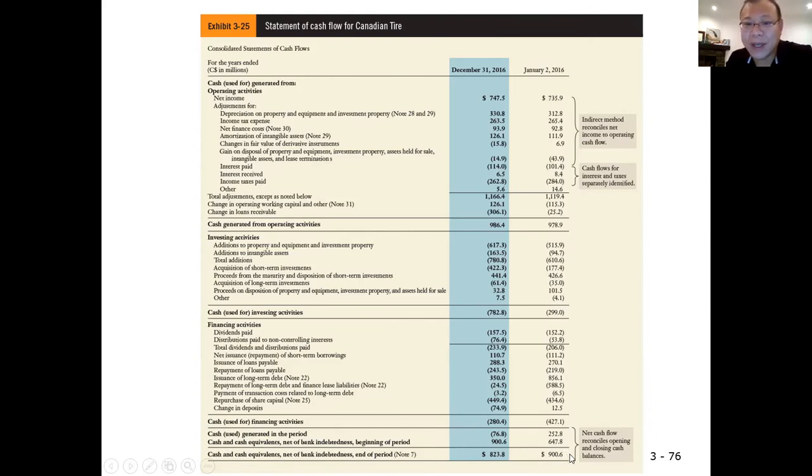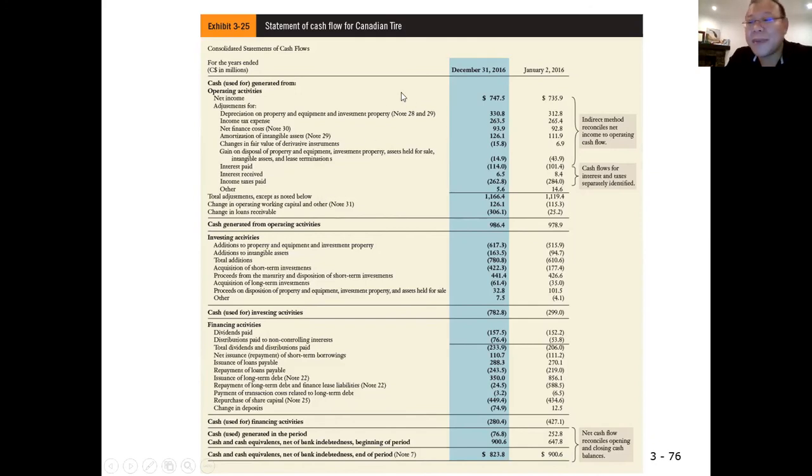Remember, you consider the amount of cash used or generated under each activity, and then you sum up the numbers you calculated from the three activities. That's the total change in cash and cash equivalents. And then you add the beginning balance, you should get the ending balance, right? If your number does not agree with the ending balance in the statement of financial position for the cash account, something's wrong with your calculation.